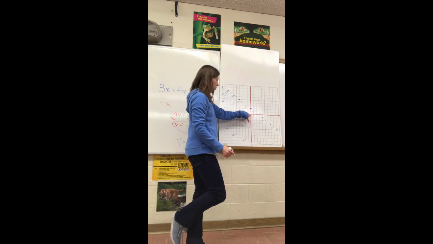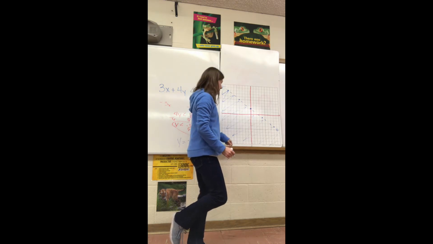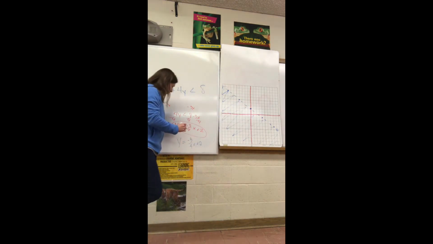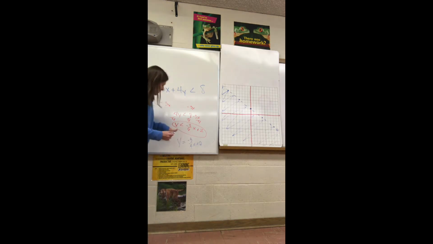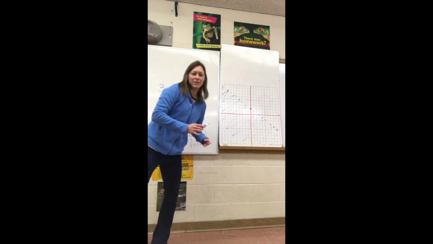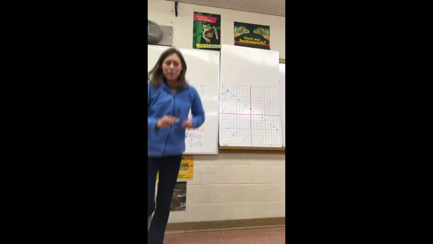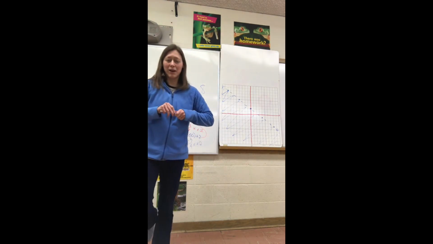So if we plug in the point 0, 0 into this right here, is 0 less than negative 3/4 times 0 plus 2? Is 0 less than 2? Yes, it is. Okay, so that makes it correct. All right, I think I did it.